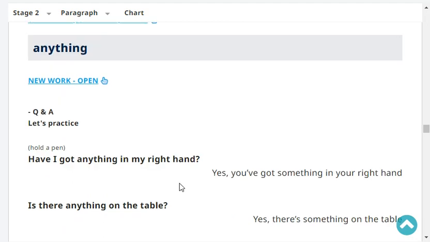Have I got anything in my right hand? Yes, you've got something in your right hand. Is there anything on the table? Yes, there is something on the table.